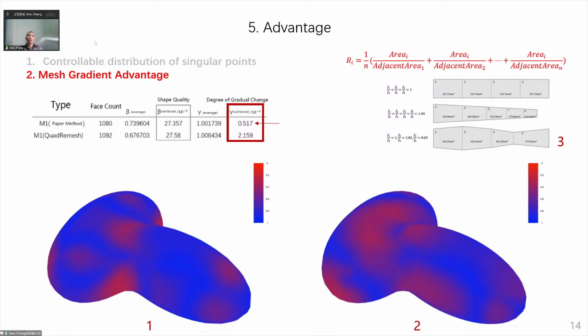And the second one is the mesh gradient advantage. Let's see this Figure 3 on the right top corner.